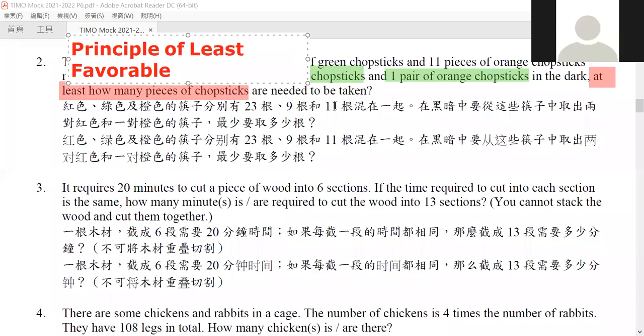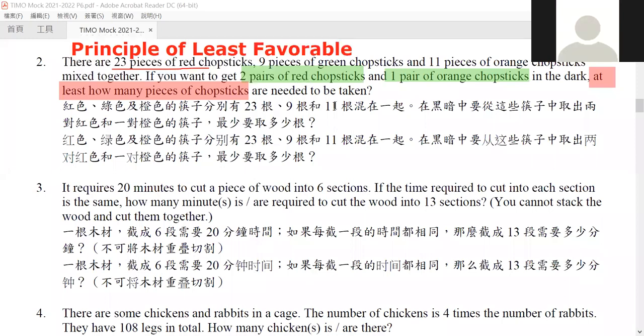Principle of least favorable. Now, this is always the case. Whenever you see a question which asks you "at least" something, this is always the principle of least favorable. Now, what is the principle of least favorable? It is the worst case scenario. Yes, this is another way of saying the worst case scenario. Very good. Thank you. Worst case scenario.